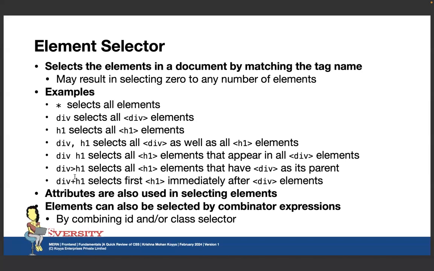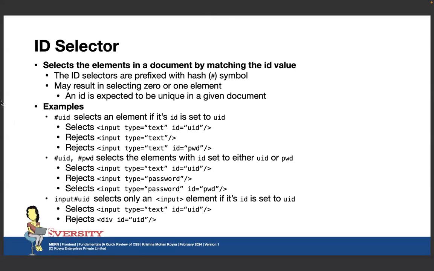Then we call them combinator rules, or combinator selectors, sorry. We'll see them once we see ID as well as the class selector. See, ID selector, you know, ID is unique. That means for a given element, if you assign an ID, that will never be assigned to any other element. It is supposed to be that way. So when you are selecting an element through ID, either you will be able to select just one element if there is any element with that ID, or zero if there is no element with that ID.